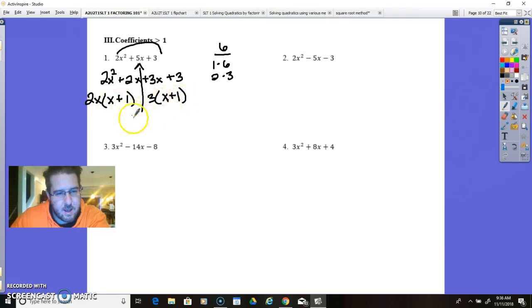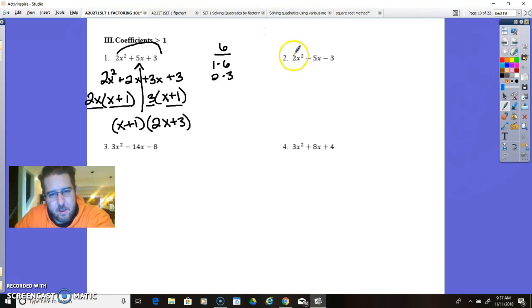Notice that both parentheses are going to be exactly the same, so the answer is x plus 1. What's in the parentheses is one of the factors, and then take the two outside GCFs and put them together, and that gives you 2x plus 3. There's your two factors.